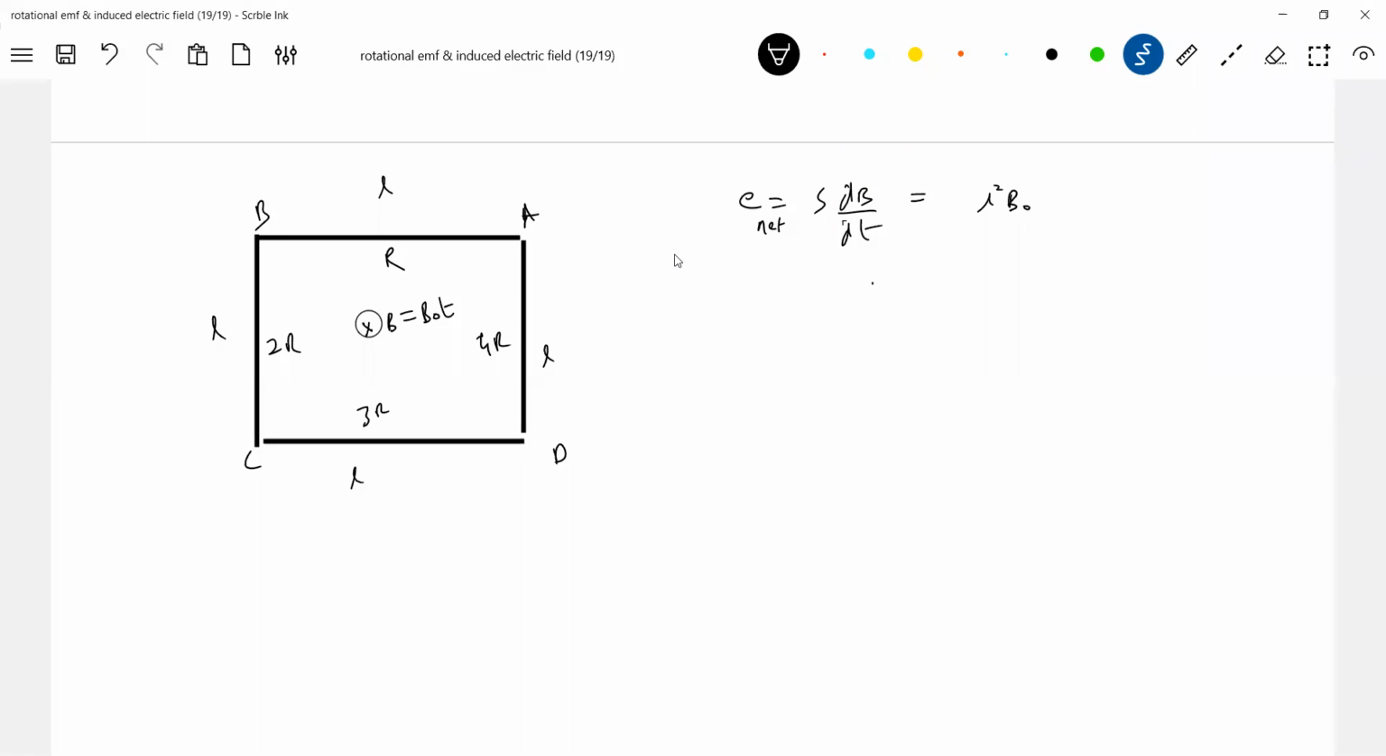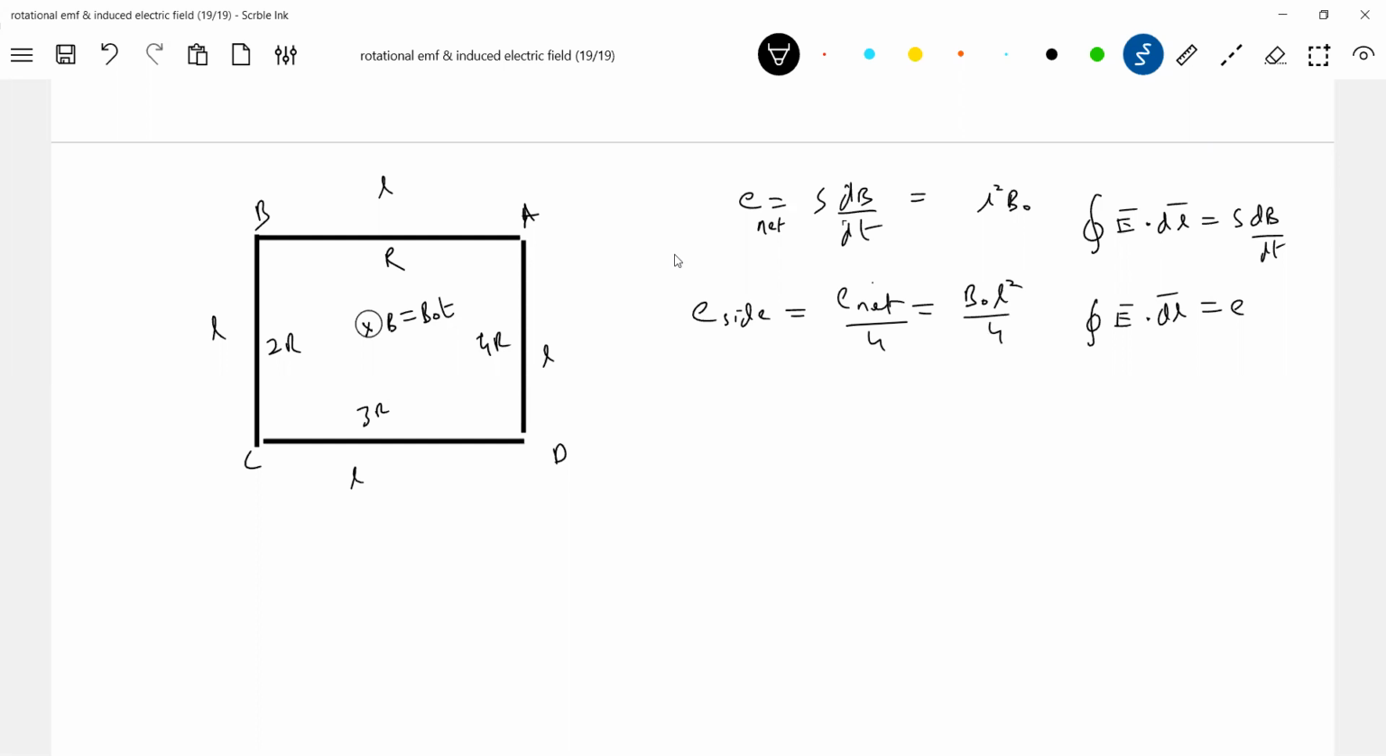Why are you bringing EMF induced? Let's go back to the induced electric field formula. The formula is: the integral of E dot dl equals S dB by dt, which is nothing but the net EMF induced. So the EMF induced is proportional to length. The lengths of all the sides are the same, so in each side the EMF induced will be one fourth of the net EMF induced. So this will become B naught L squared by 4.